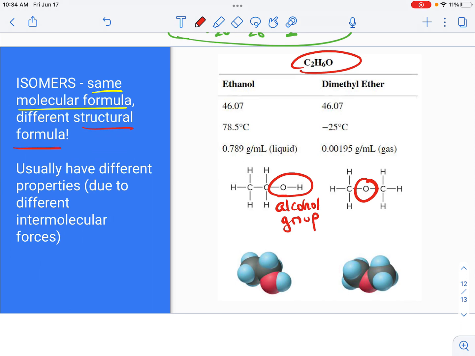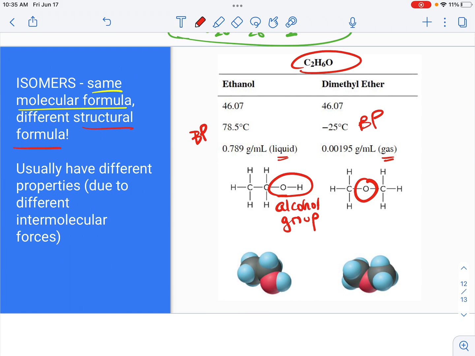Because of this, they have different intermolecular forces. We'll talk about that a lot this year. The ethanol actually has a much stronger attraction because it can hydrogen bond. And so I think that this is the boiling point. I didn't copy that part of the chart. Notice that dimethyl ether is a gas at room temperature, and its densities are very different, and its boiling point is much lower. This is way below the freezing point of water, so this is way below room temperature. So this is why dimethyl ether would be a gas.